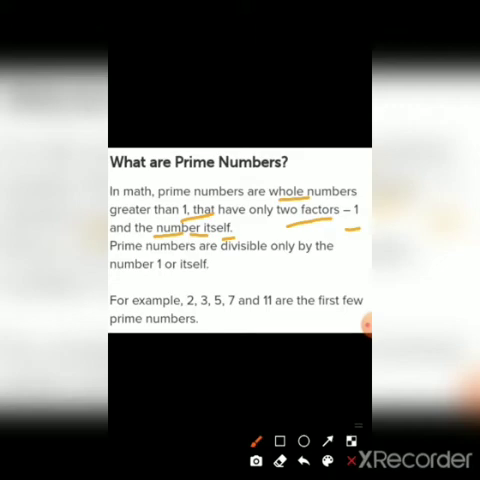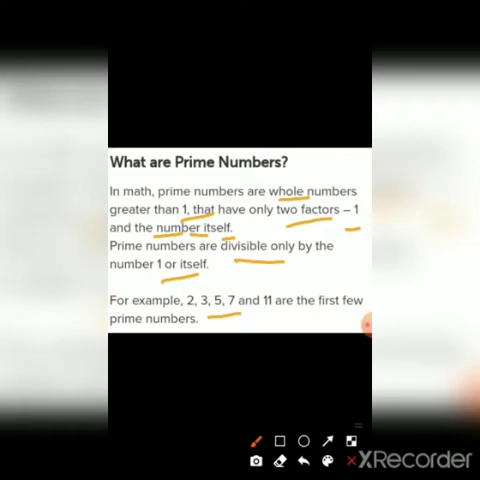Prime numbers are divisible only by the number 1 or itself. Prime numbers have how many factors? Two: 1 and the number itself. For example, 2, 3, 5, 7 and 11 are the first few prime numbers.